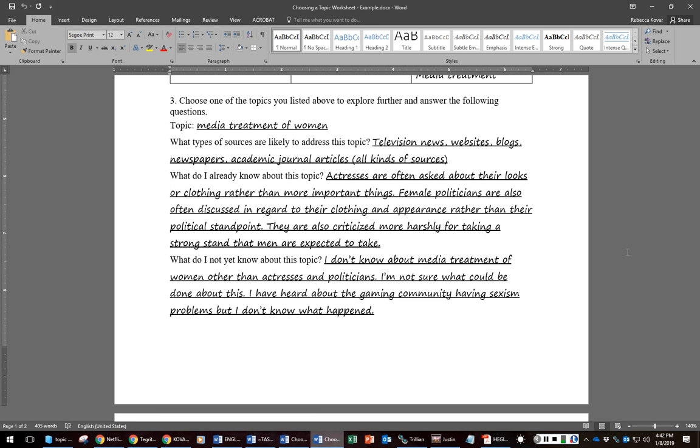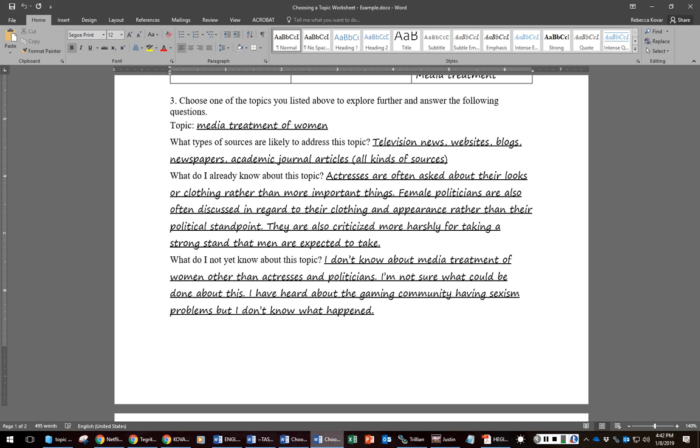But you also want to identify some places that you may not know quite yet. What don't you know about it yet? So, for example, Buffy might think, well, I'm not sure what happens to different groups of people that are not actresses or politicians. How does the media treat them? Do they treat them differently? I've never noticed this or looked into this. What could we do? Like, if we are upset at the way the media treats people, what kinds of actions could we even take? What would we do about it?